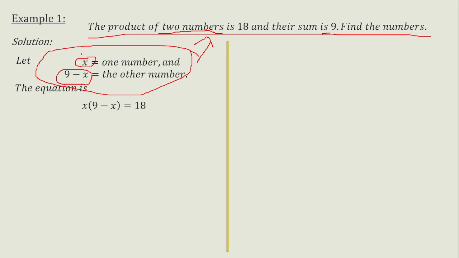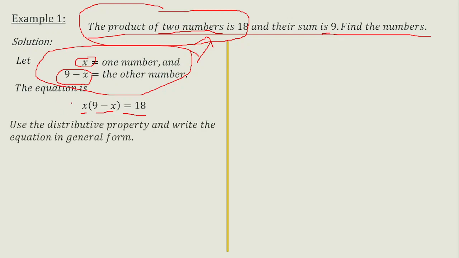Why is it equal to 18? Because it says here, the product of the two numbers is 18. Because of this, we can form an equation. So when we multiply the first number, which is x, and the other number, which is 9 minus x, their product is 18. So, equals to 18. That is where the idea came from to get the equation.